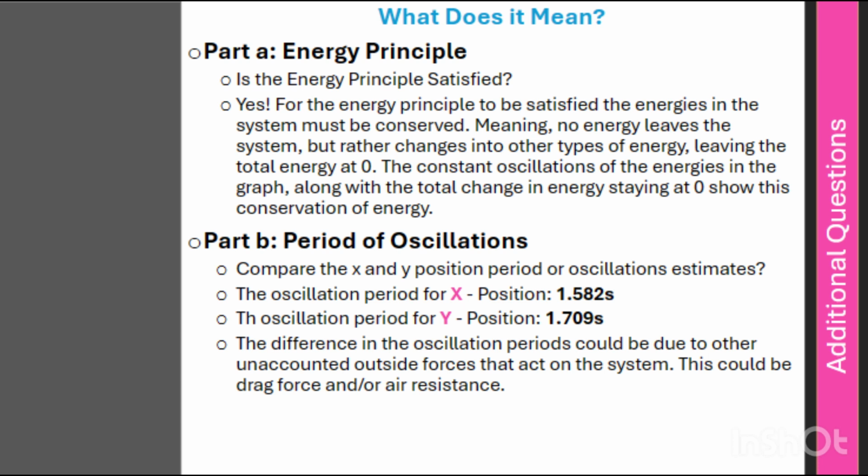Next, the question is, what are the periods of oscillation of the x and y directions, and compare them. The x position oscillation is 1.582 and the y is 1.709 seconds. This was found by averaging the oscillations of the tracker data. The difference in the data is due to two things. One, there are no accounted forces acting in the x direction, only the y. Additionally, there are some unaccounted forces acting on the system, like drag force, that could have possibly changed the oscillations of the system.